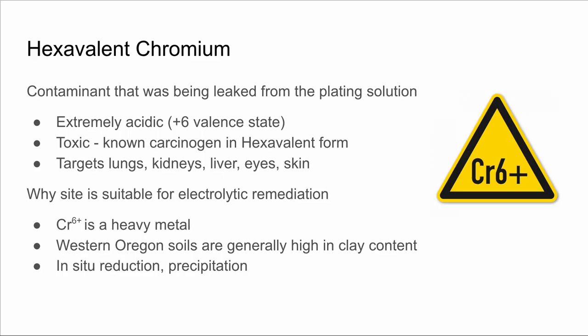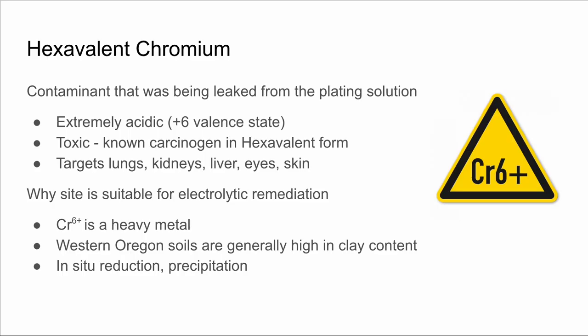So the main contaminant that the EPA was worried about in this situation was hexavalent chromium, and that was the contaminant that's being leaked from the plating solution. Hexavalent chromium is extremely acidic. It carries a +6 valence state, and it's also toxic. It's a known carcinogen in its hexavalent form, and this carcinogen targets lungs, kidneys, liver, eyes, and skin.